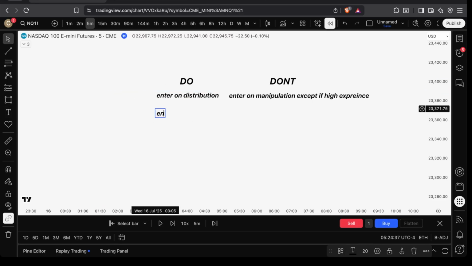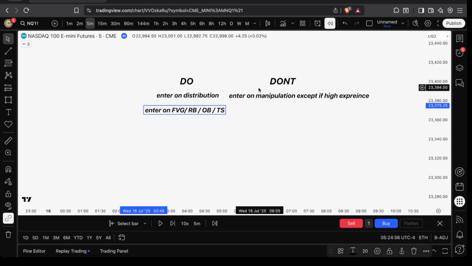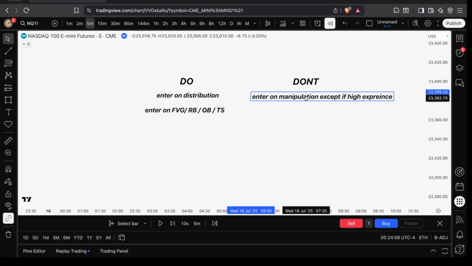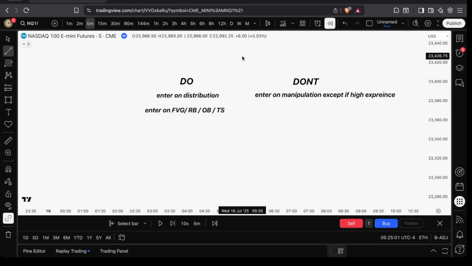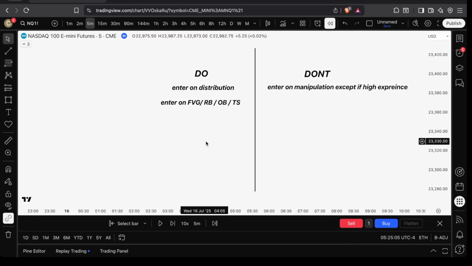Do enter on fair value gaps, projection blocks, breaker blocks, turtle soups, right? This is how you want to find your entries using these confluences. Best suggestion would be just to look for turtle soups, right?